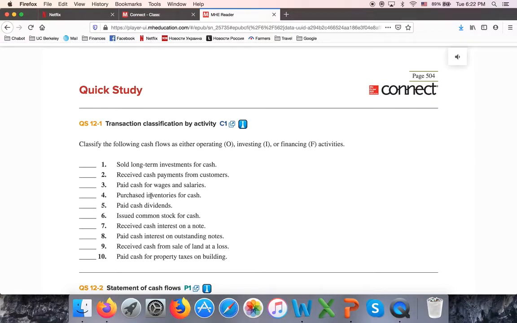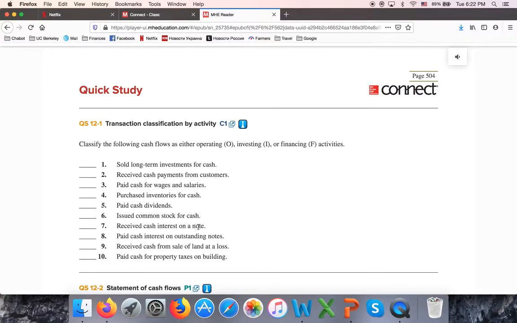Number 4, I purchased inventories for cash. That is an operating activity. It impacts the current asset inventory. And I'm going to say it's going to be cash minus, cash outflow. Paid cash dividends is classified as a financing activity, F, and it would be cash minus outflow. Issued common stock for cash, cash is coming in, cash inflow, and it's an F, financing activity.